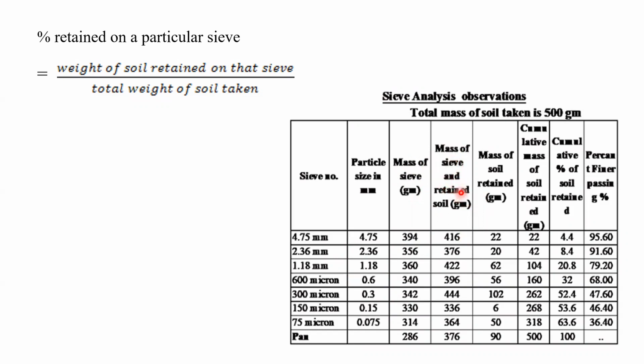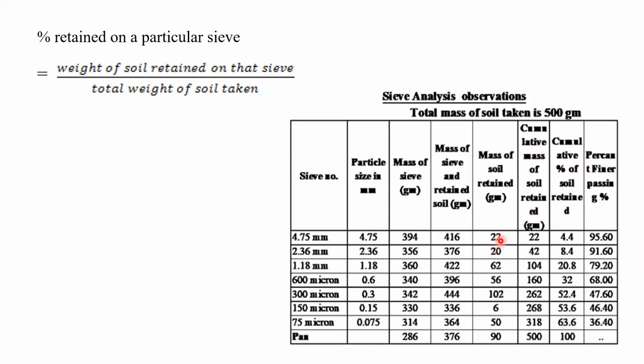So the mass of sieve and retained soil, you are going to get like this. Then how much soil is retained on each sieve? We shall subtract 394 from 416. Similarly, 356 from 376, and we shall get the retained soil. This is the retained soil on each sieve.